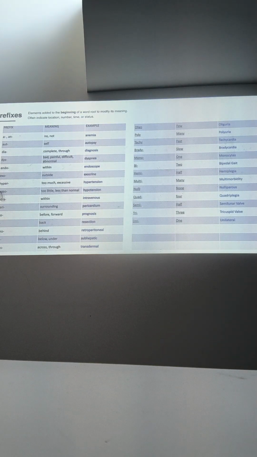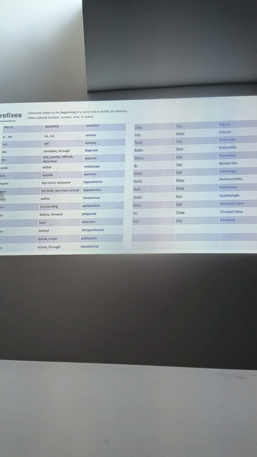Cool. Now we're going to the prefixes. This one, you all will be pretty familiar with. So we'll go through it together. A- or an- means no or not. So anemia. Pretty familiar with it? It means no iron in the blood or very low iron in the blood.